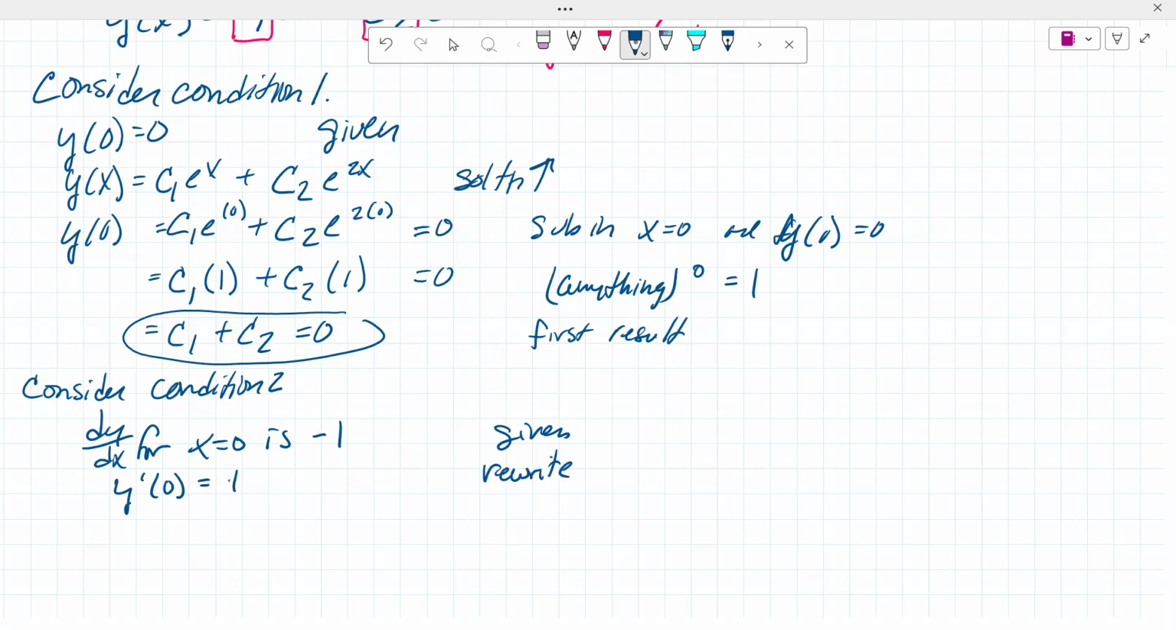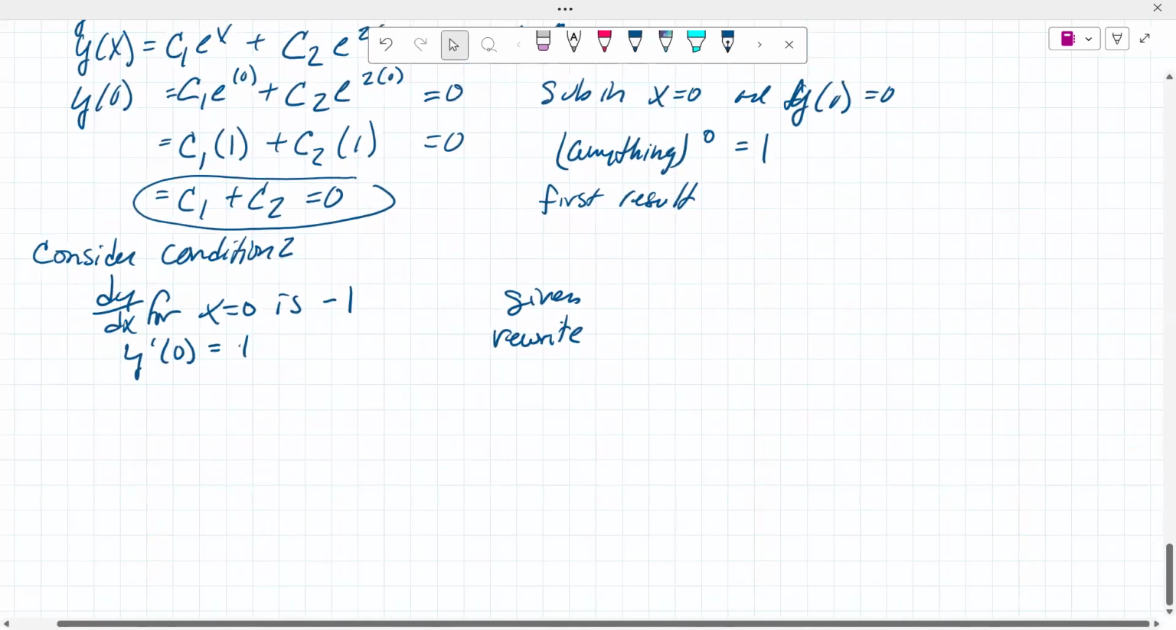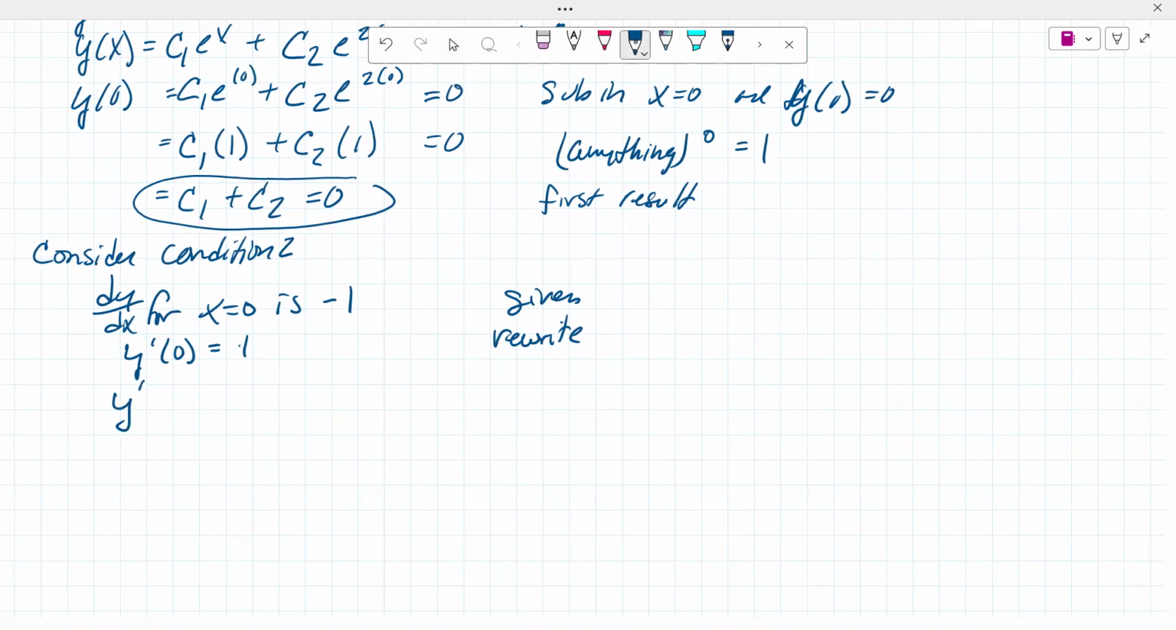Okay, next we need, well, what is y prime? Well, we already solved that, it's up above. Okay, y prime of x. You see how Newton's notation is quite helpful for this, so we're not spending all the time writing all our derivatives. C1 e to the x plus 2c2 e to the 2x. All right, great.